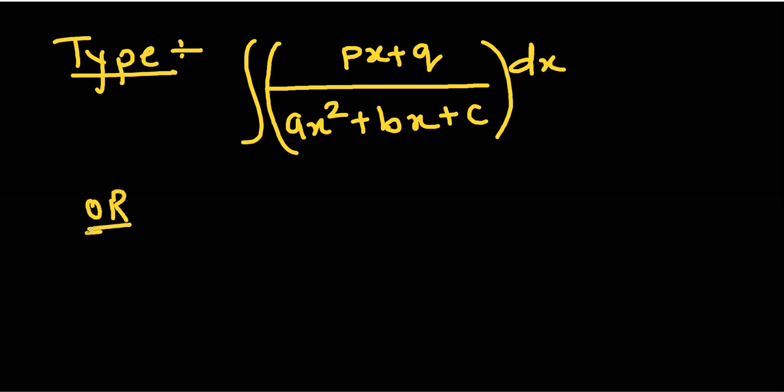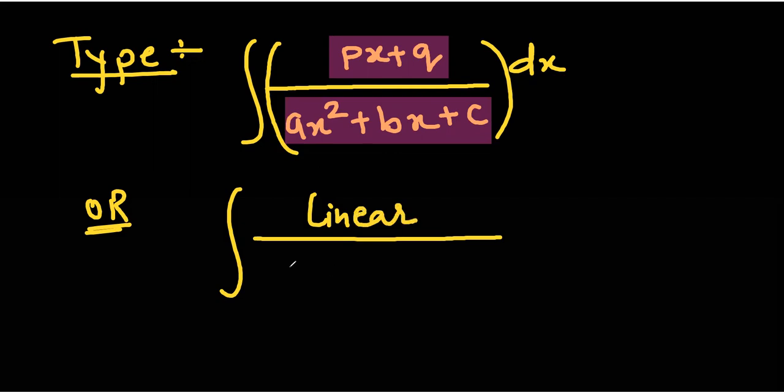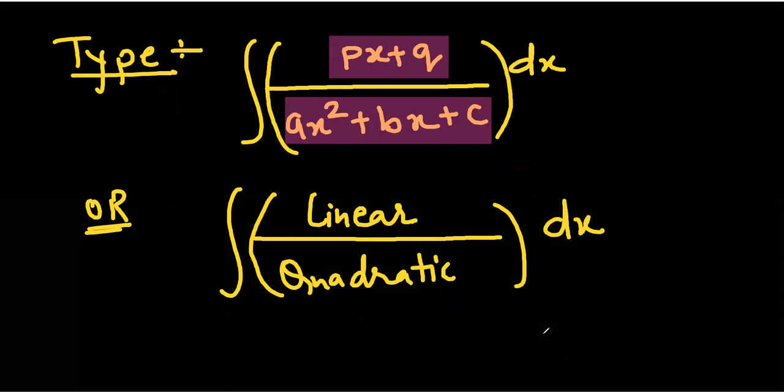There is one more name for this type, and the name is linear upon quadratic. This time the numerator is not 1. What is the numerator, students? It's a linear algebraic function. So linear upon quadratic is the name. Here we write linear upon quadratic dx as the name of the type. Now I shall give you the method.